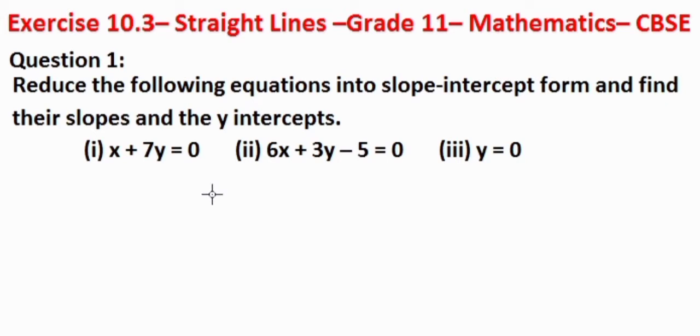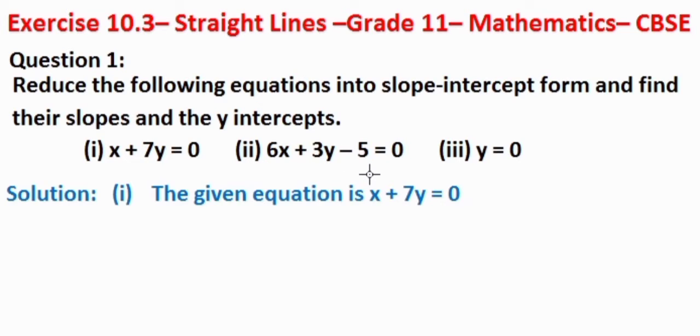Come on, let us discuss exercise 10.3, straight lines, grade 11 mathematics, CBSE. Question number 1. Reduce the following equations into slope intercept form and find their slopes and the y-intercepts. First question: x plus 7y equal to 0. Second one: 6x plus 3y minus 5 equal to 0. Third one: y equal to 0. Let us solve the first question, and then the second and third one by one.